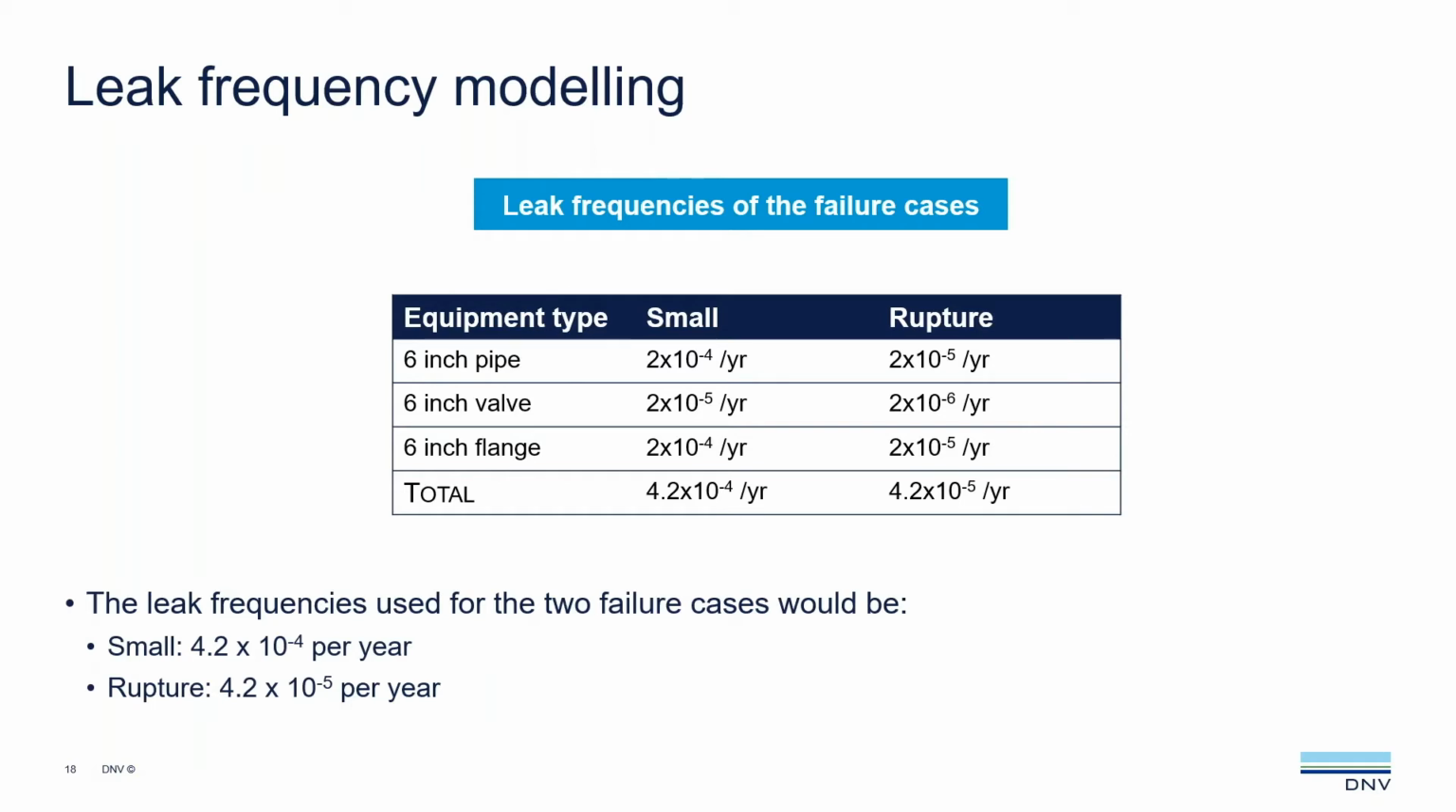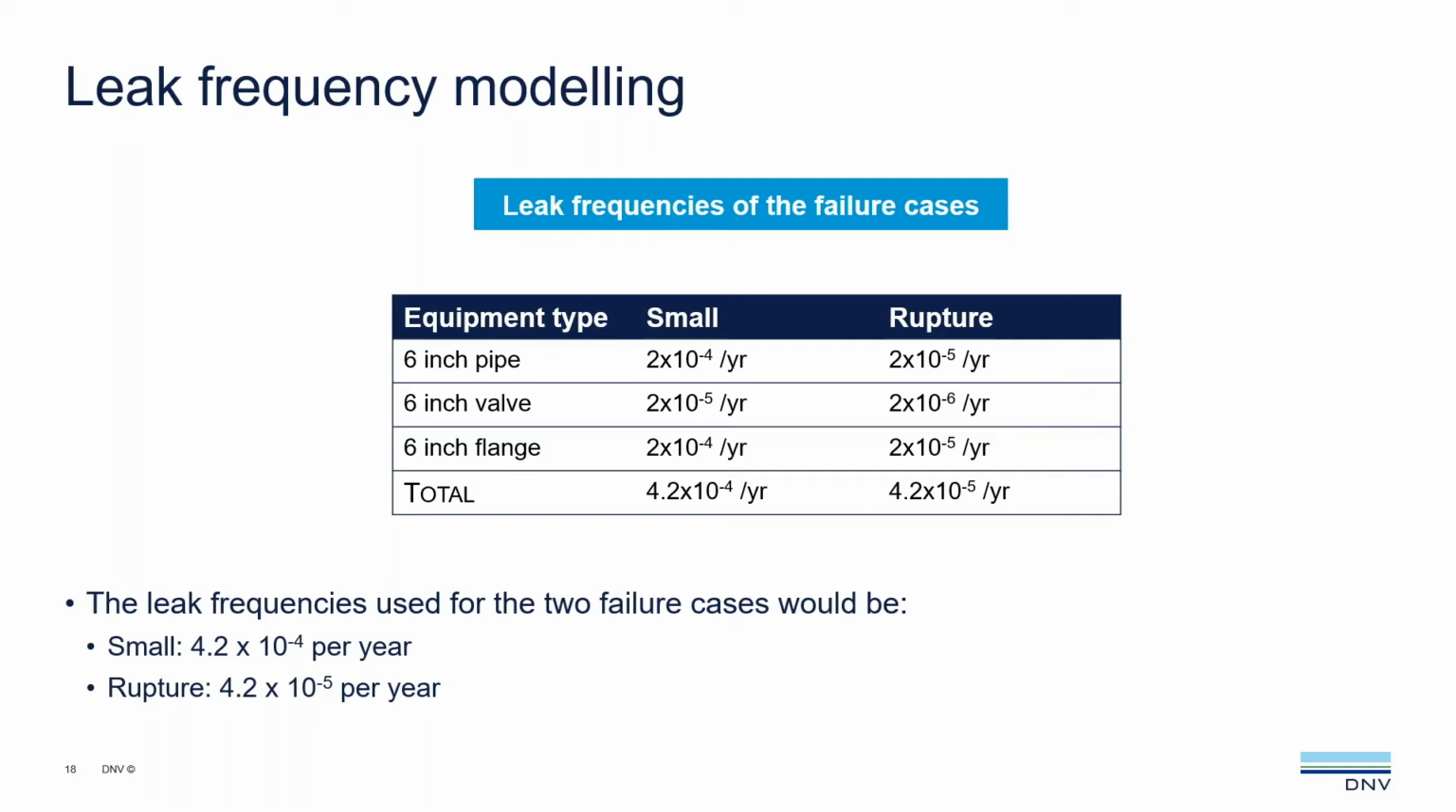And we can see that on this slide here. So in this table, what we have is predicted leak frequencies for each equipment type and also for each hole size category. And then to give us the total leak frequency for each failure case, we simply sum the leak frequencies within a given hole size category across the range of equipment types. And in this example, what we end up with is for the small failure case, we have a leak frequency of 4.2 times 10 to the minus 4.